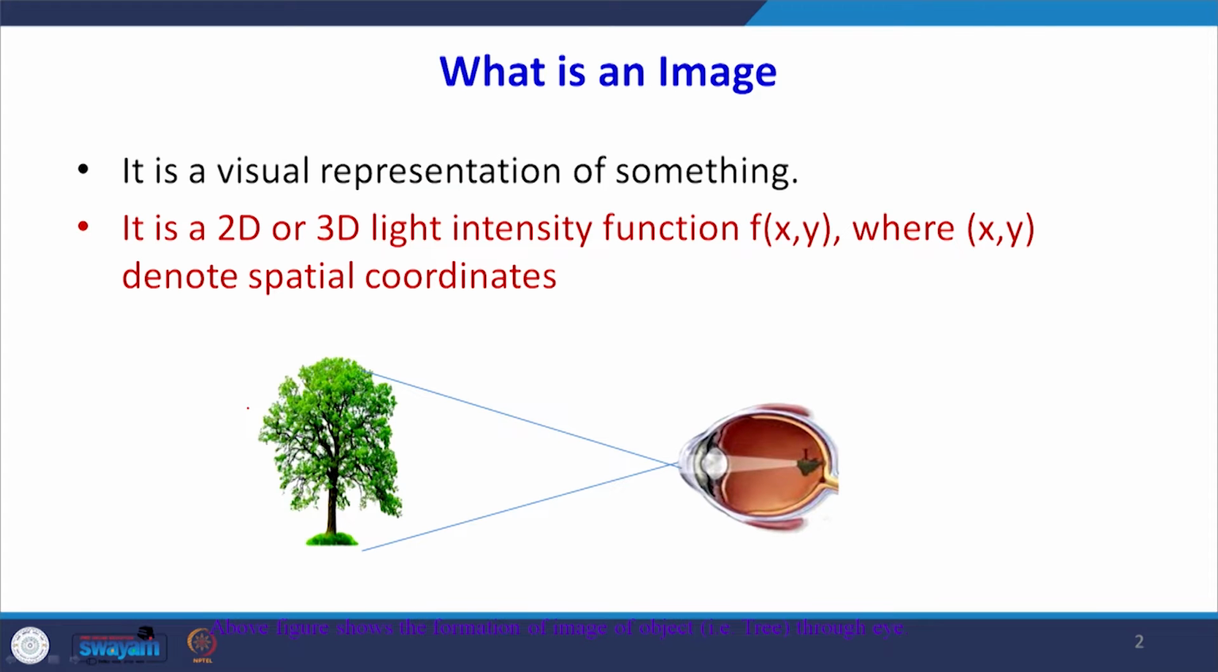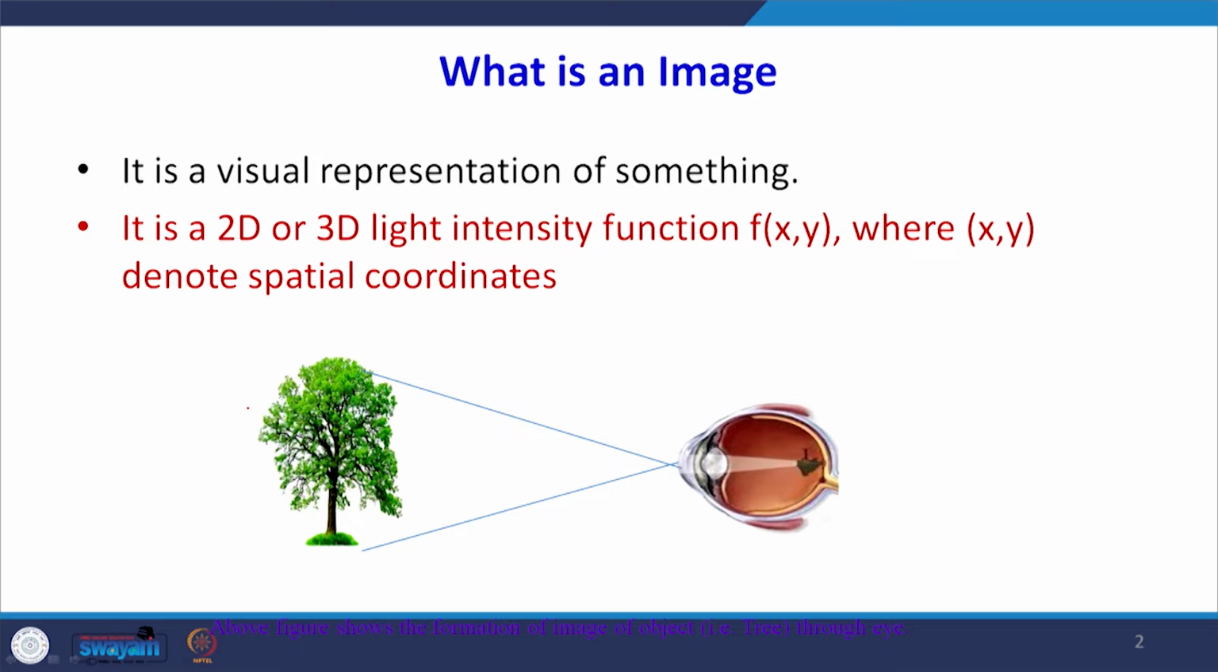So, we have to understand first of all, what is an image. When we are talking of the image, a digital image could be any image which is taken by my camera system or taken by the satellite. So, it is a visual representation of some object. Now, this is a 2D or 3D light intensity function where x and y denote the spatial coordinates, because this digital image consists of pixels, and each of those pixels has a certain coordinate system. So, we are defining the image as a function of x and y.